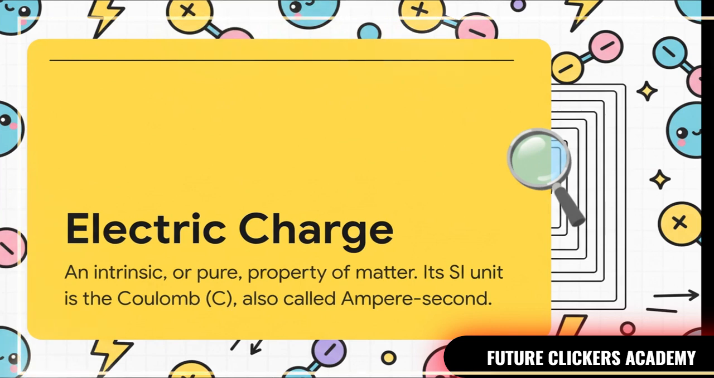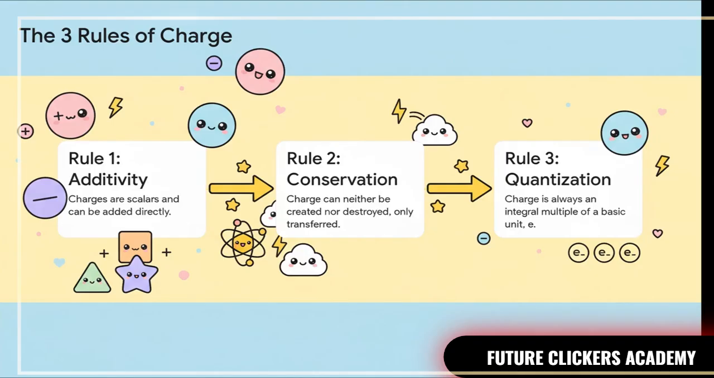And its SI unit is the coulomb, which, by the way, is also called an ampere second. So don't get tripped up if you see that. Now, charge plays by three simple, unbreakable rules. First up, additivity. Charges are scalars, you just add them up like regular numbers. Second, conservation. You can't just create charge out of thin air, and you can't destroy it. You can only move it around.